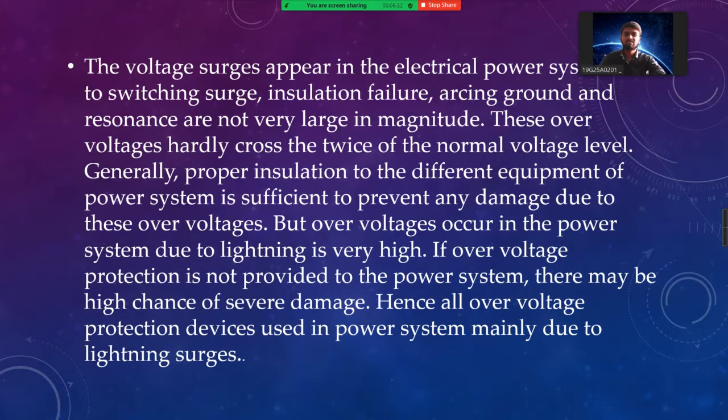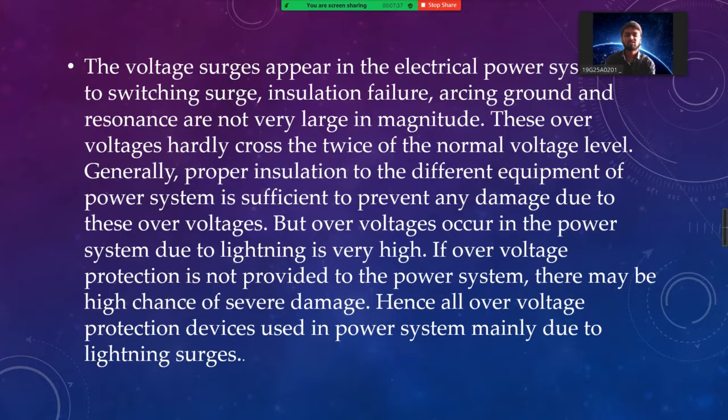The voltage surges appearing in the electrical power system due to switching surge, insulation failure, arcing ground and resonance are not very large in magnitude. These over voltages hardly cross twice the normal voltage level. Generally, proper insulation of the different equipment of the power system is sufficient to prevent any damage due to these over voltages. But the over voltages that occur in the power system due to lightning are very high.